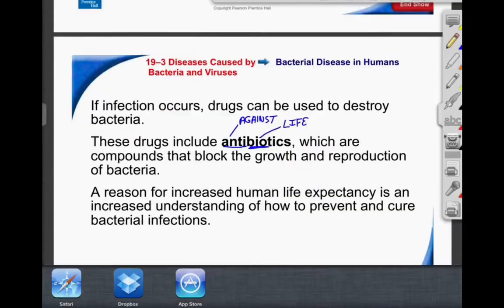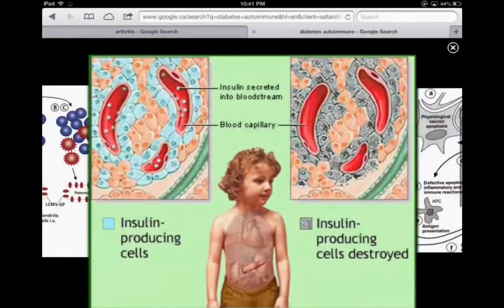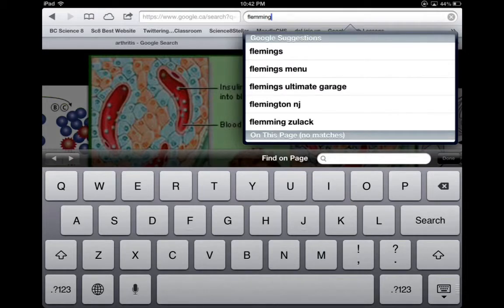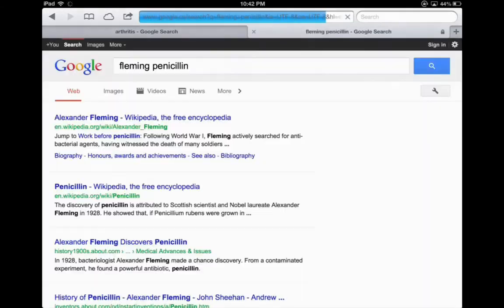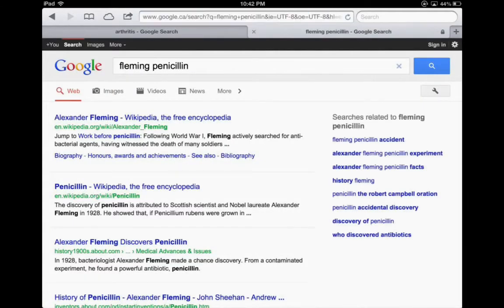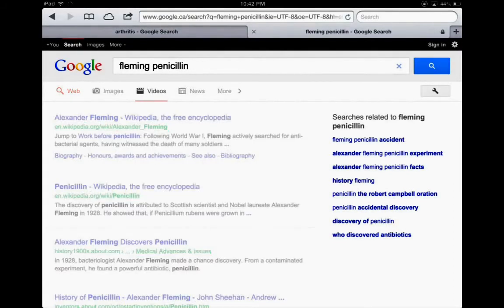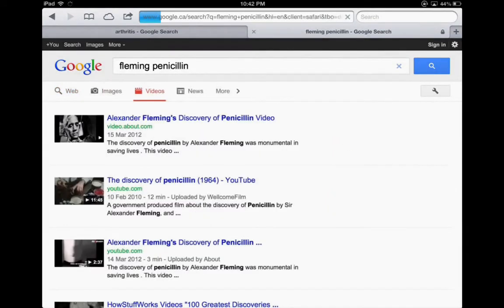Pop out. Antibiotics, Alexander Fleming, what he discovered was when he was working in his lab. Alexander Fleming is famous for discovering penicillin. There we go. Quick Google search will bring this up. He discovered that when he was working with some laboratory, oops, not videos, shoot, I need images.